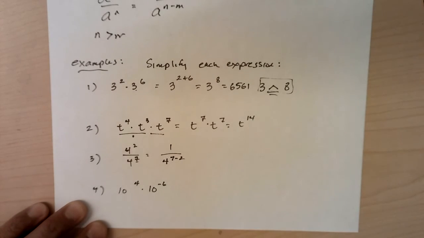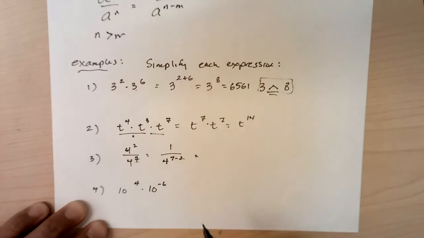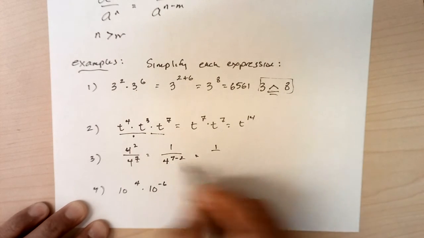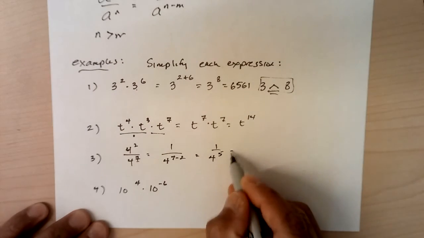This 4 doesn't just completely disappear. You have 1 in the numerator. So then we could just subtract in the denominator, 7 minus 2, 4 to the 5th. So 1 over 4 to the 5th.